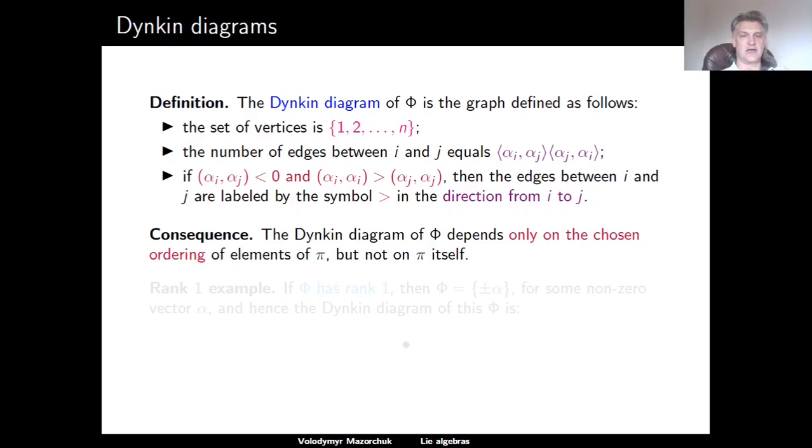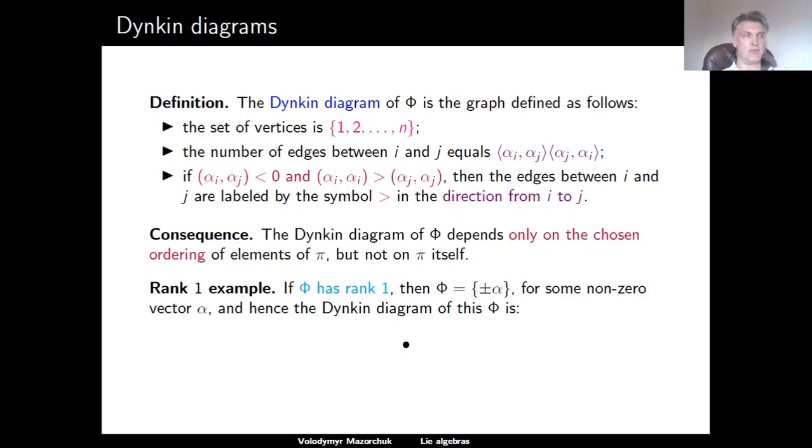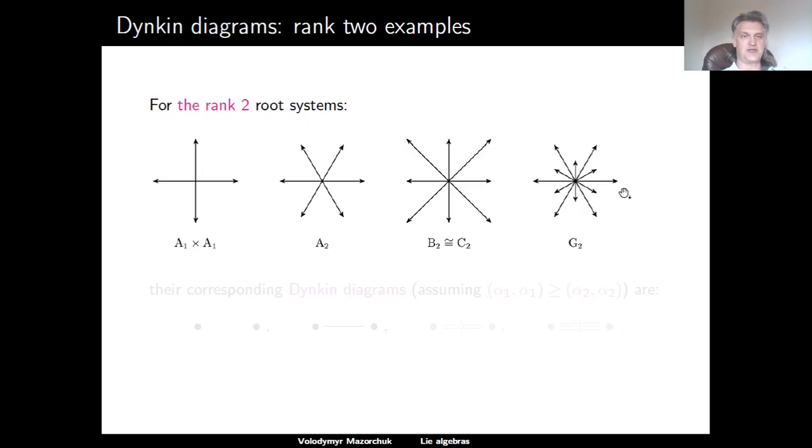Similarly, as for the Cartan matrix, the Dynkin diagram of phi depends only on the chosen ordering of the elements in our basis pi, but not really on the basis pi itself. Again, the rank 1 example is very easy. If you have a root system of rank 1, it has only two roots. The basis pi has only one root, so the corresponding Dynkin diagram is the diagram with one vertex and no edges. Let's now go to our rank 2 example.